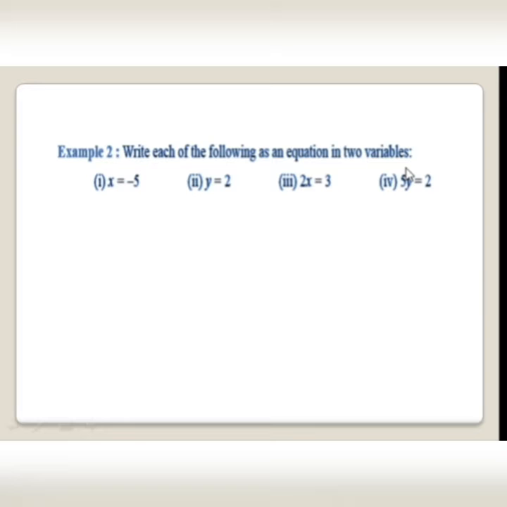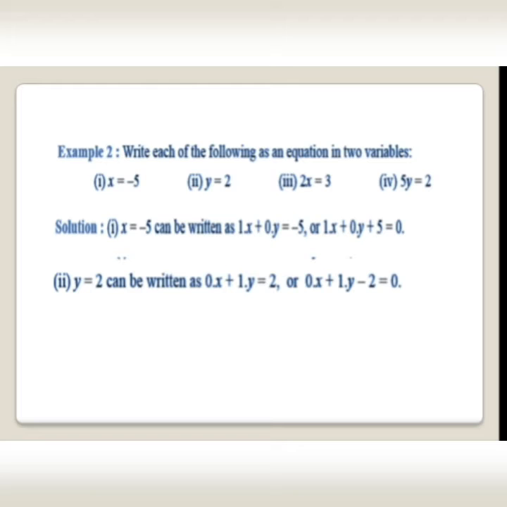Now this question: as we studied, we have one variable, but we want to write it in two variables. So what will we do? We will make the coefficient of the other variable 0, then it will be sorted out. Like first, x equals to minus 5 was there. For x no coefficient was there, so that is 1. For y nothing was there, so 0 into y is equal to minus 5. Now minus 5 we take to this side, so 1x plus 0y plus 5. Now this is an equation in two variables.